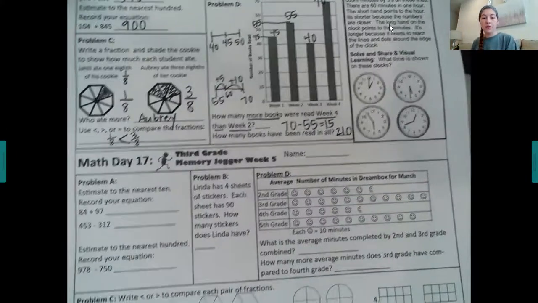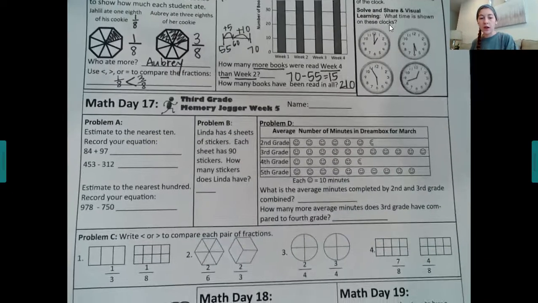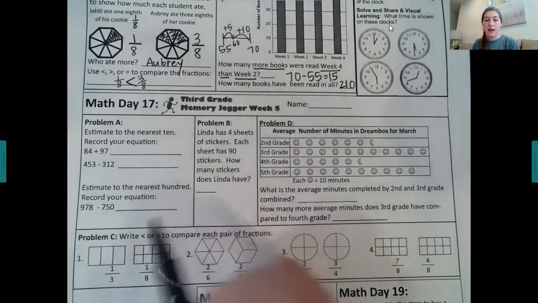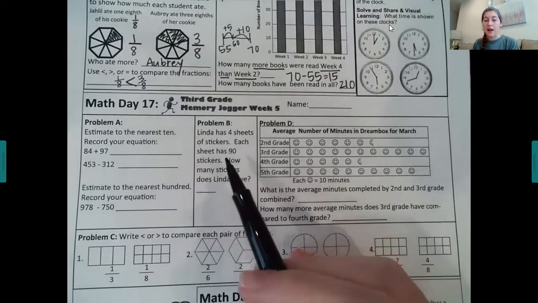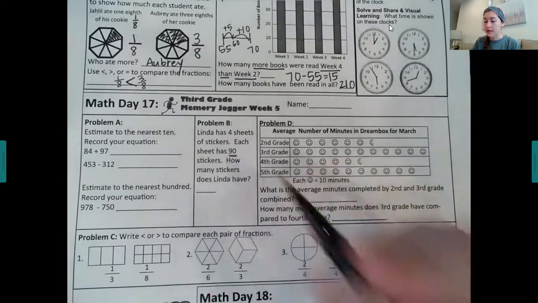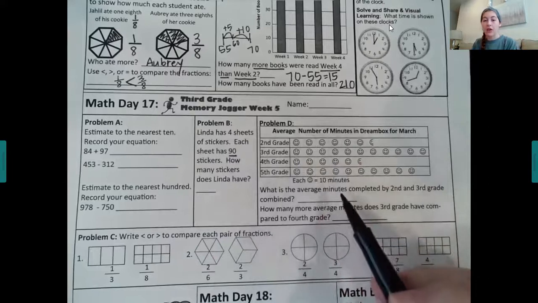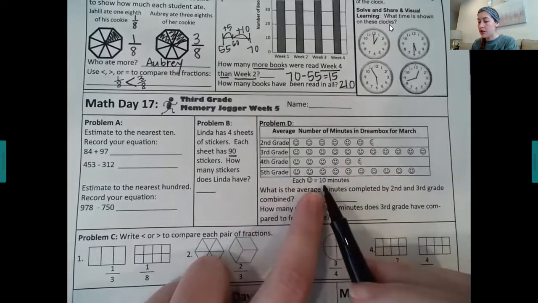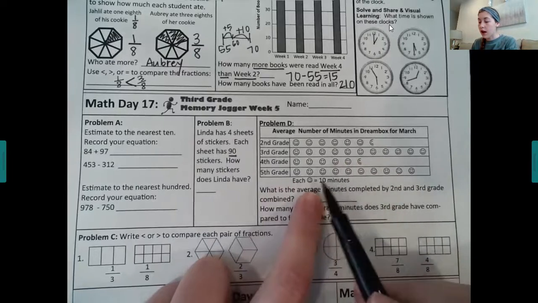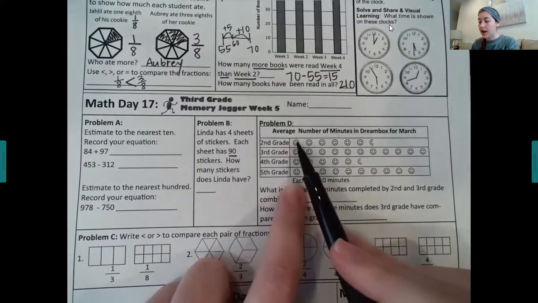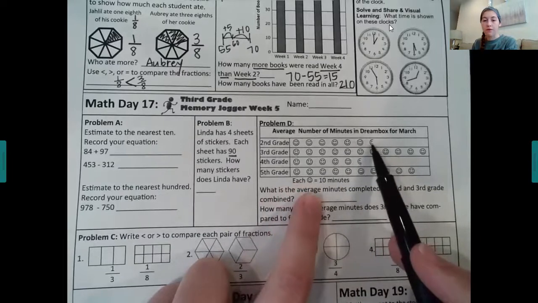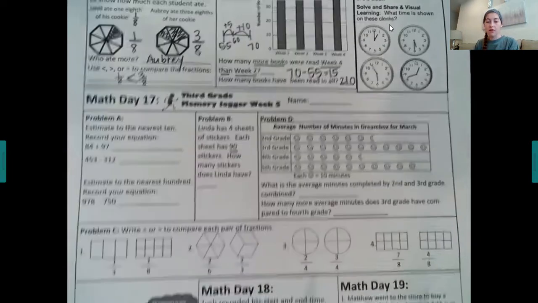Now, for the next memory jogger, you're going to be doing the same type of problems where you estimate, where you multiply by a multiple of 10, and then you're looking at graphs. Remember, with a pictograph, you just look at the key for the symbol for how much each is. So if a whole smiley face equals 10, I count 10, 20, 30, 40, 50, 60, and then a half would be 5, so 65.